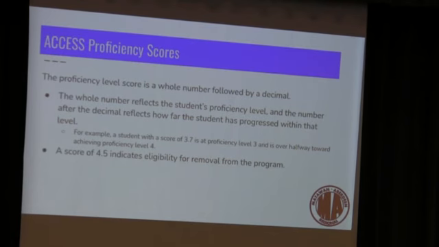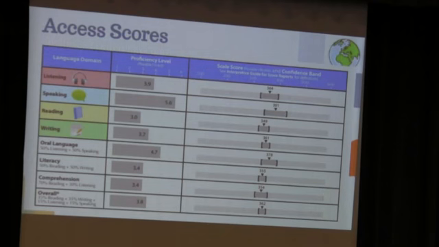The proficiency score level is a whole number followed by a decimal. So for example, a student with a score of 3.7 is at a proficiency level of 3 and is over halfway towards achieving level 4. So a 4.5, once again, indicates eligibility for removal from the program. So this is an example of what that score report would look like, going over each of those domains, 3.9, level 3, almost at that level 4, and then each of the scores going down, including the comprehension and then that overall composite.